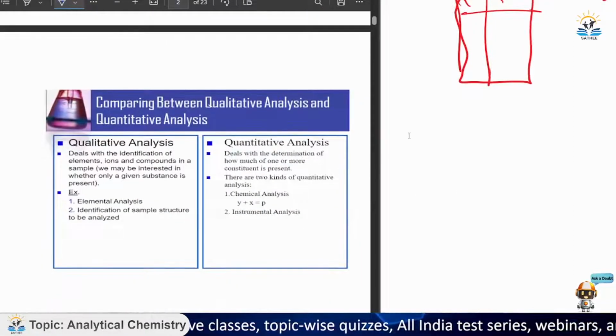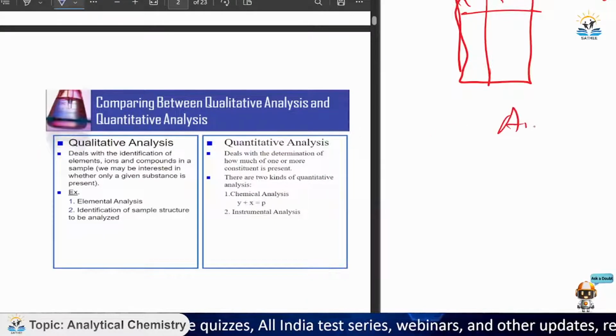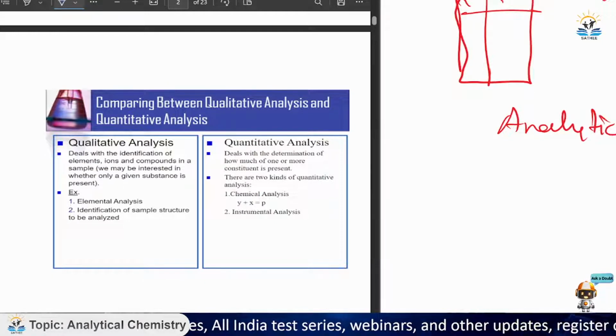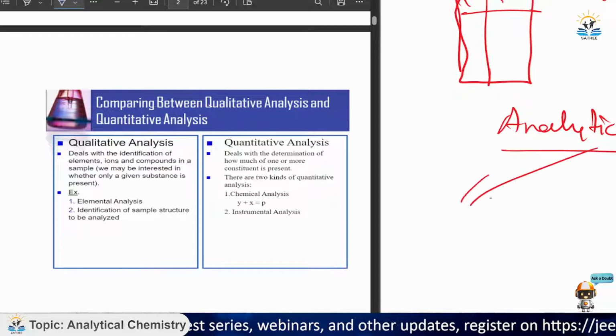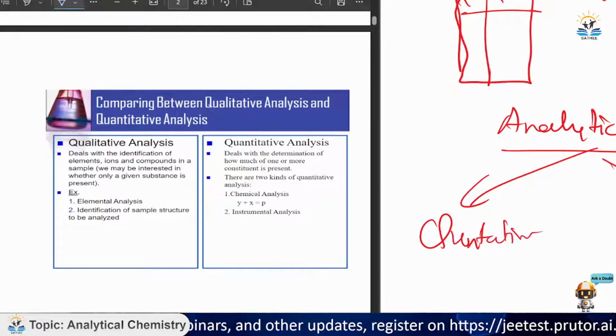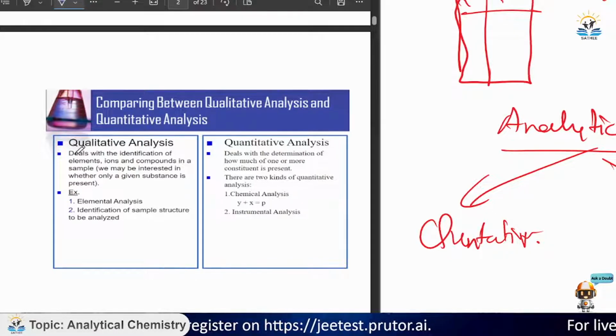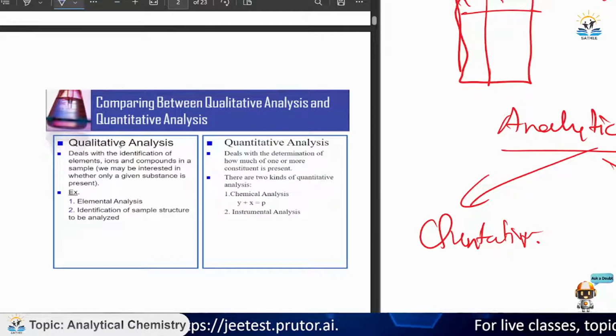Okay, so analytical chemistry is basically divided into two parts. We divide it into two parts majorly. The first one is quantity wise, quantitative, and the second one is quality wise, qualitative. So I think you now understand what I'm trying to say. Now, we have the differentiation table also here, so just look at that.